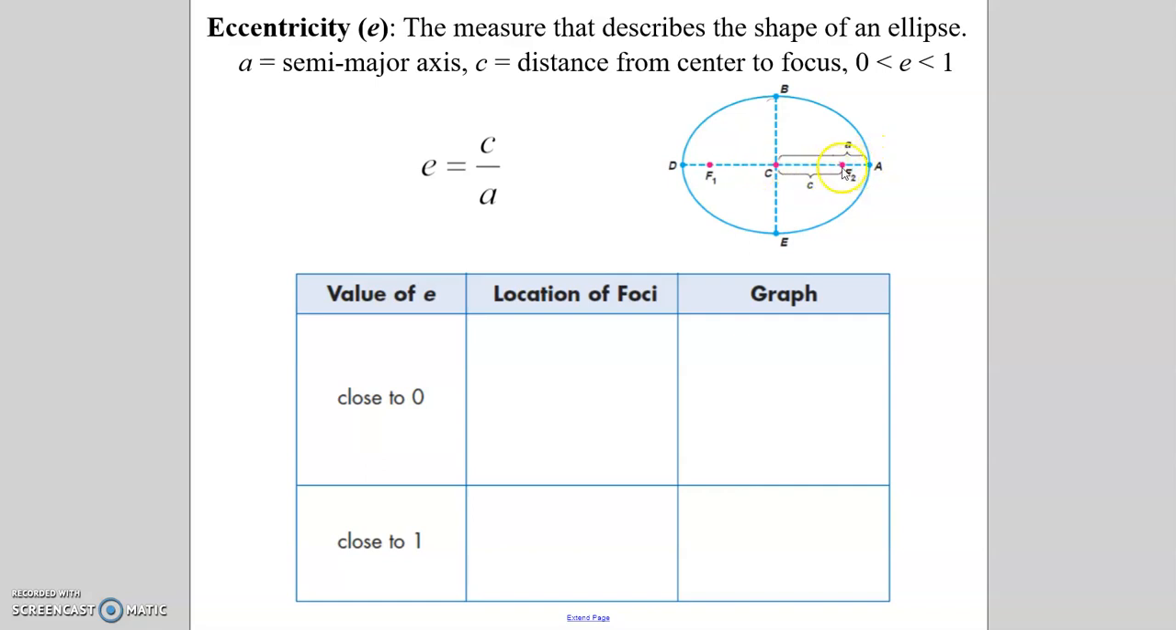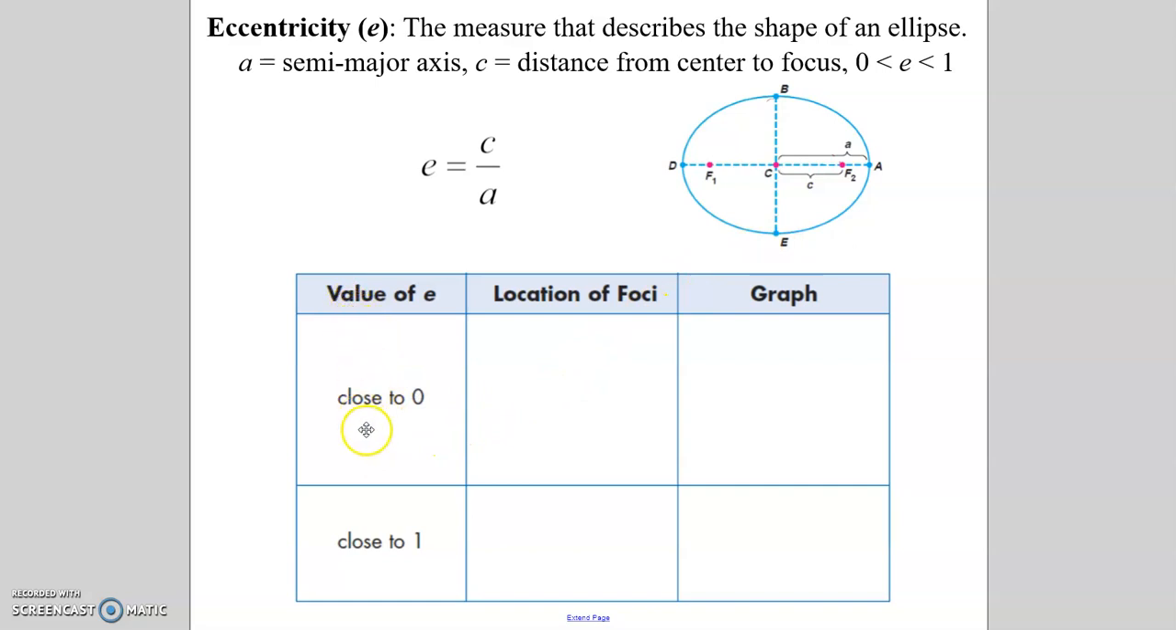Now you'll notice in this diagram you can see clearly that C is going to be shorter than A, which means the number on top is going to be smaller than the number on the bottom, which means this formula will always give you a fraction that's between 0 and 1. So the eccentricity of an ellipse will always be between 0 and 1. Now, the value of that number will tell you information about the shape of the ellipse.